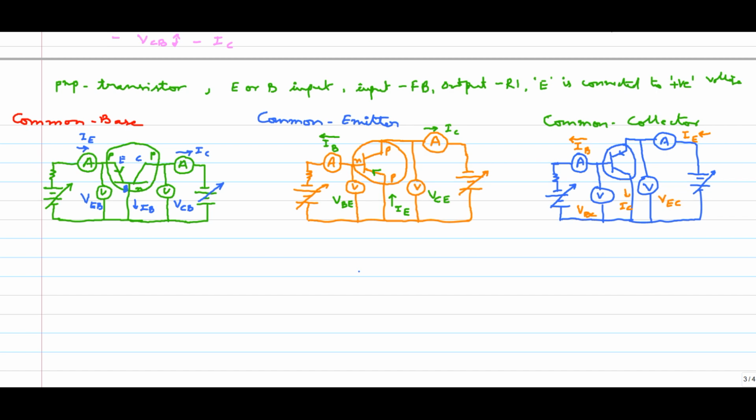Okay, so this is the way to draw different configurations: common base, common emitter, and common collector. Now how to go ahead about characteristics. So how to deal with the input characteristics, output characteristics, and current gain characteristics. I will make a small table so that it will be easier for us.